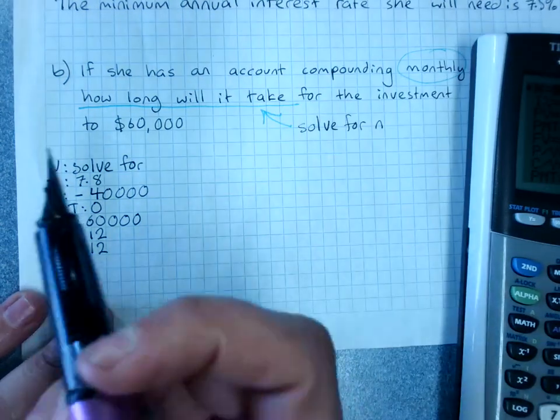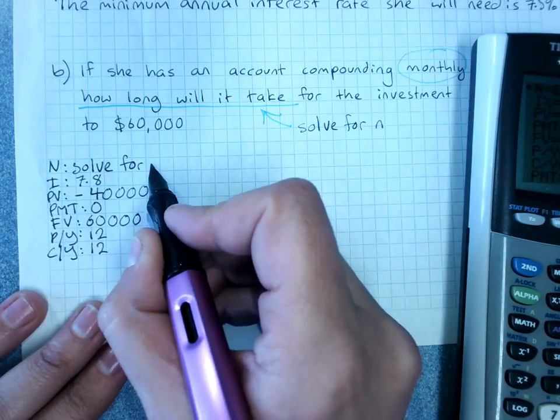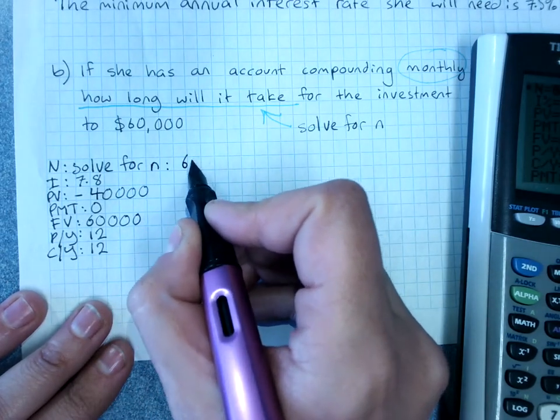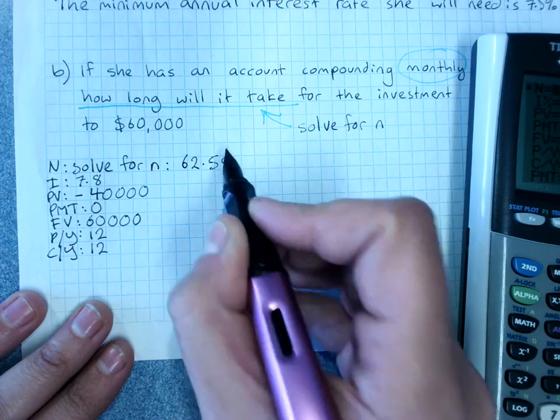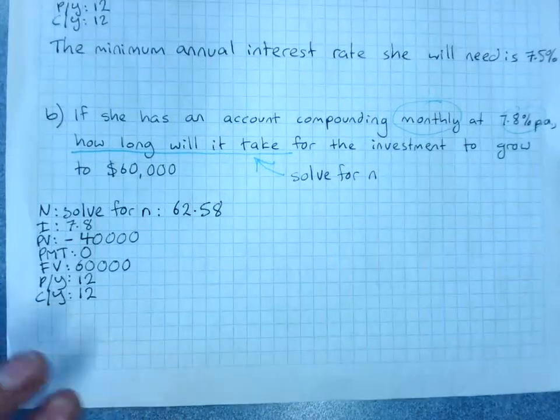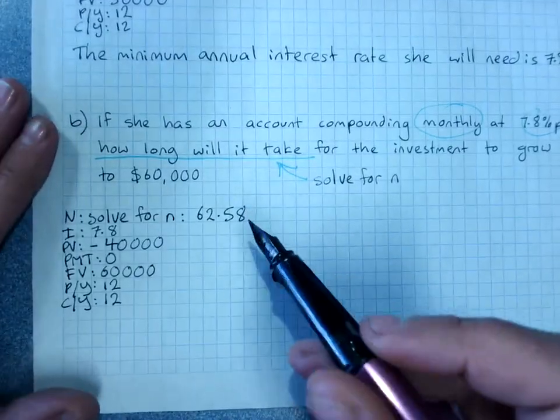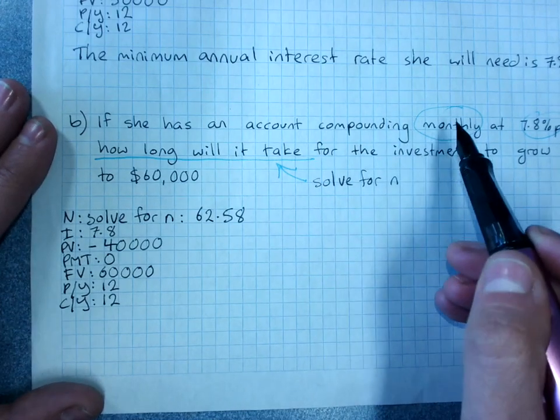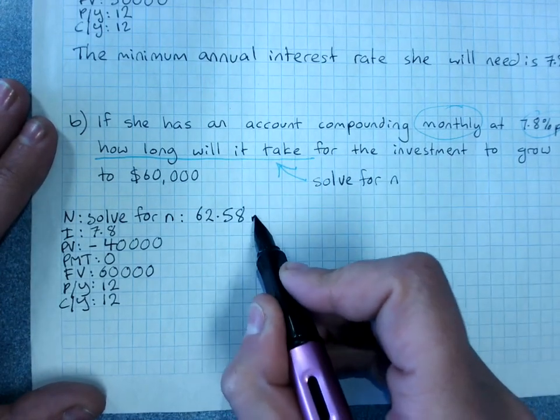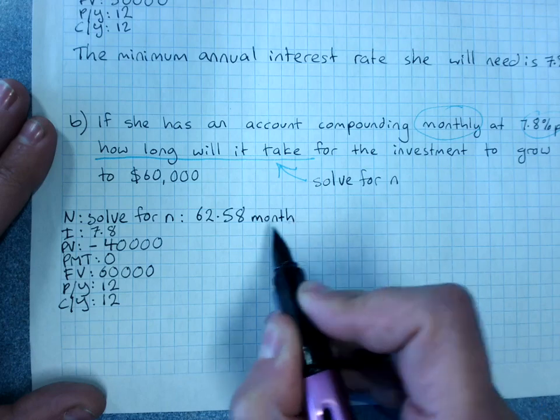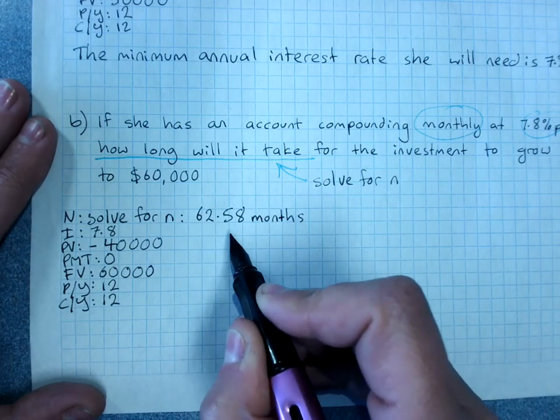Now, solve for N, 62.58. This is in whatever compounding period the question is in. So this is 62.58 months.